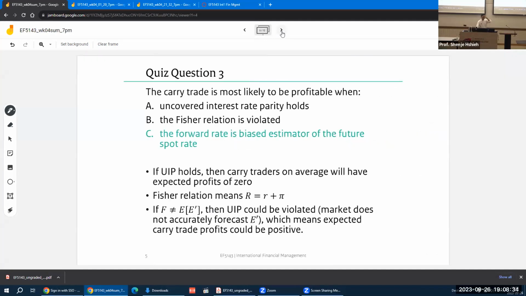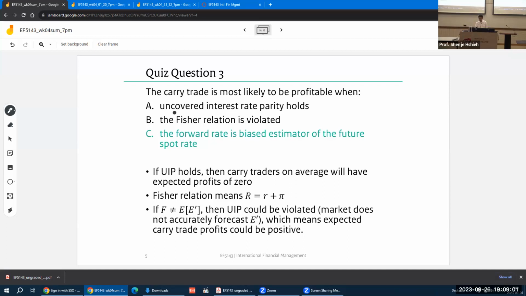All right, lastly, the carry trade is most likely to be profitable when A, uncovered interest rate parity holds, B, the Fisher relation is violated, or C, the forward rate is a biased estimate of the future spot rate. Let's go over each of these options. We just use the process of elimination to determine which one is the best answer, even though you may not know some of the terms here.